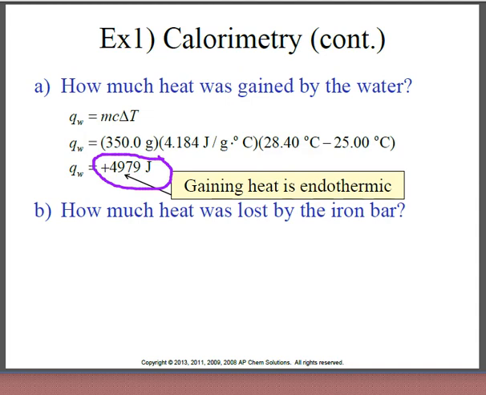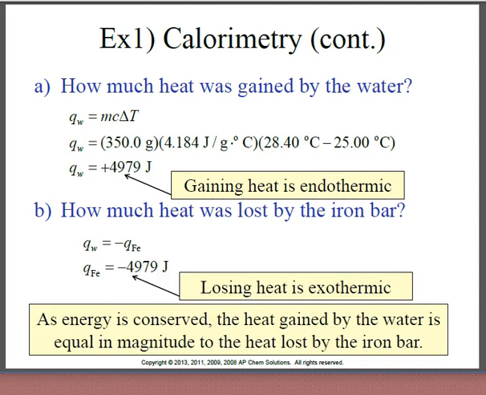So how much heat was lost by the iron bar? Well, if the water gained that much heat, it came from the iron bar. So the Q for the iron is simply the opposite of the Q for the water. So whenever we find Q for the solution or for the water, depending on what type of experiment we're doing, the Q for the opposite thing, the system, in this case the iron, is going to have the opposite sign.